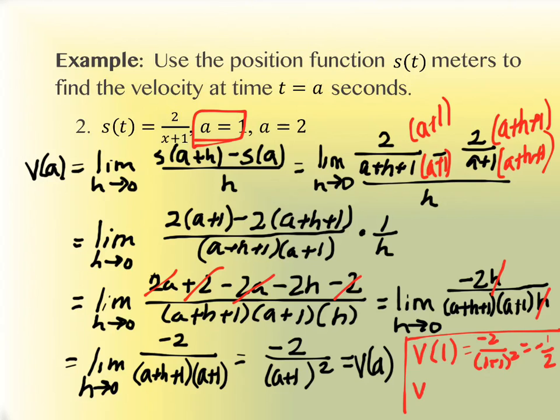And I can find v of 2 without doing the process over again. That's big time important, isn't it? I just cut your workload in half by showing you that trick. It's not really a trick, but in some sense, if you're not aware of it, you would have had to do twice as much work. So if I plug in now the 2, I've got negative 2 over 2 plus 1 squared. And what do I get? Negative 2/9.